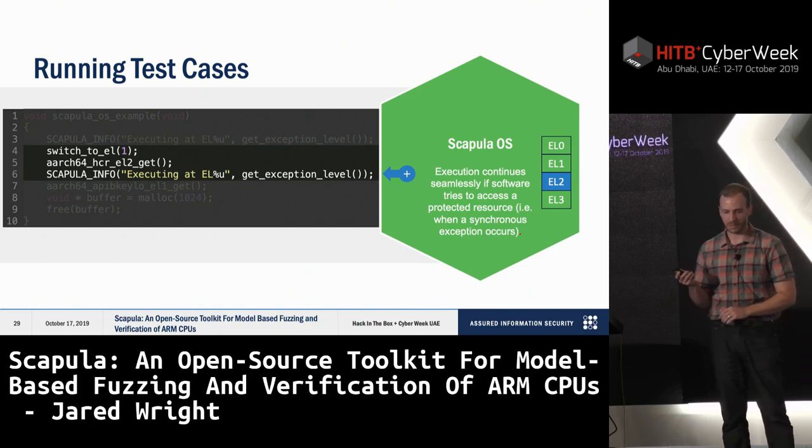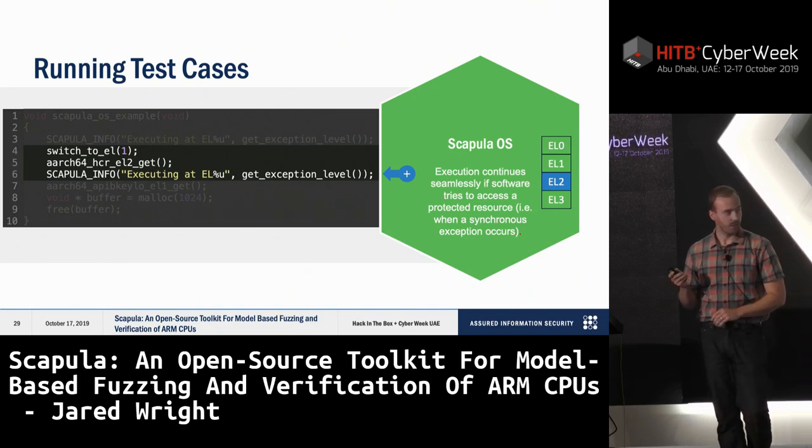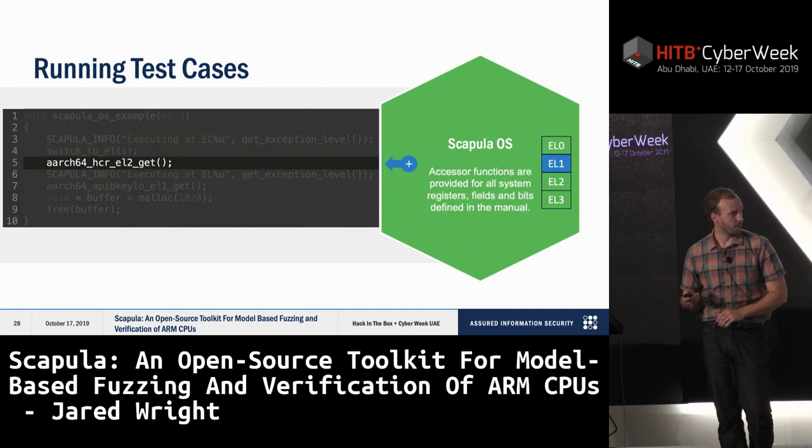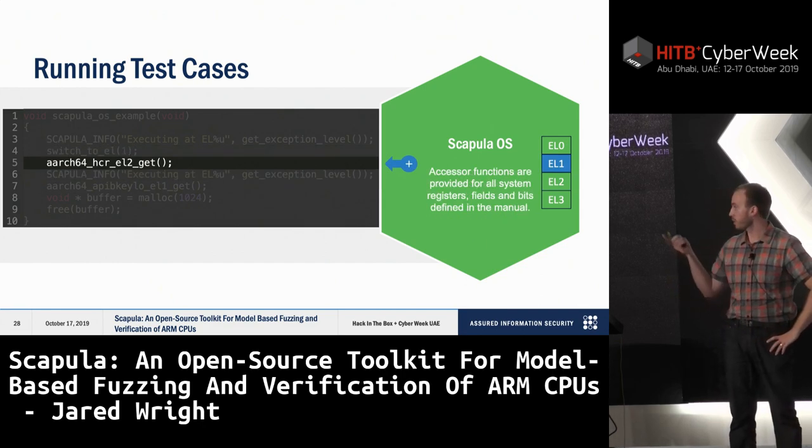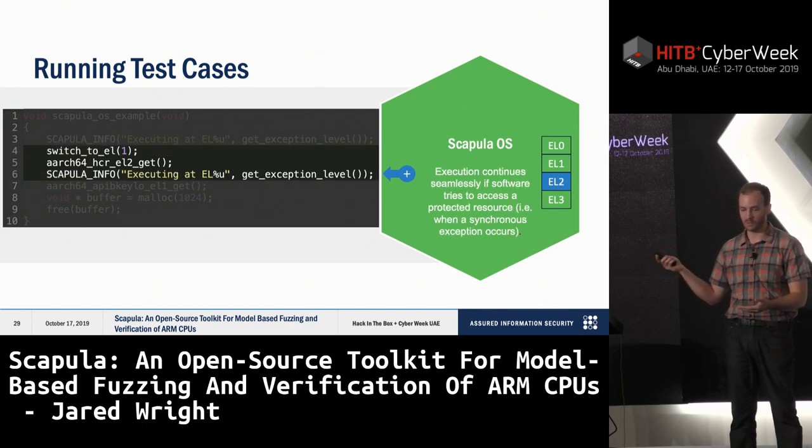If we back up a little bit, we're here before. Oh, my clicker is running a little slow. If you're in EL1, you run this function to look at a more privileged resource. You can see the privilege changes to EL2, and your execution continues seamlessly to the next line.